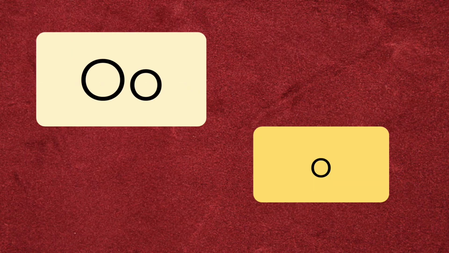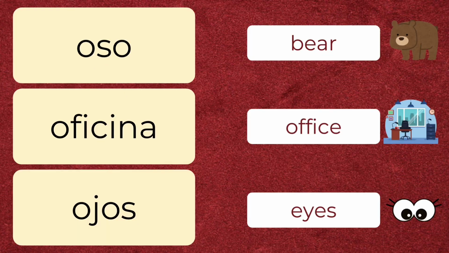Letter O is O, and it always sounds like O. Oso, oficina, ojos.